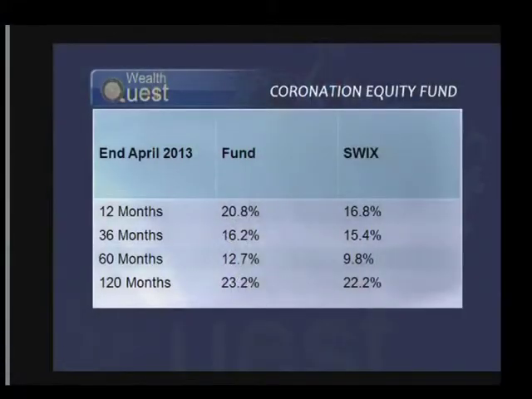Just have a look at the table on your screen and you'll see what the returns look like for Coronation Equity. There you can see it. 12-month return 20.8 versus 16.8, and if you cast your eye down you can see fairly decent outperformance over time relative to the shareholder weighted index, which certainly isn't an easy thing to do, and especially not to that degree. Anything longer than 12 months is per annum returns, so that means every year.